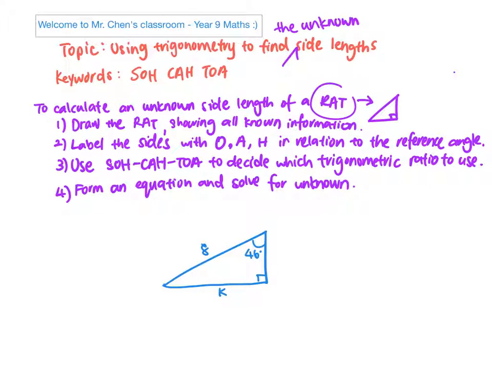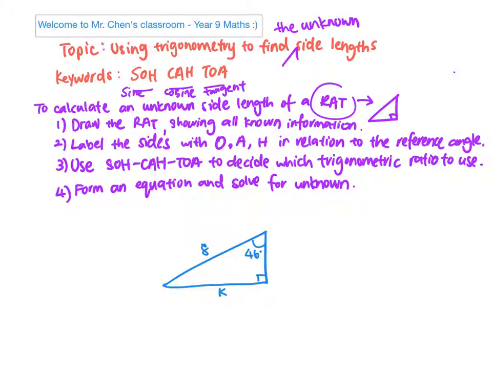So the keyword that you need to know for these videos is SOHCAHTOA, which is the shortcut for the trigonometric ratios. It consists of sine, cosine, and tangent. Okay, all of these are very important because they will help you to determine which one to use in order to solve for the unknown length.